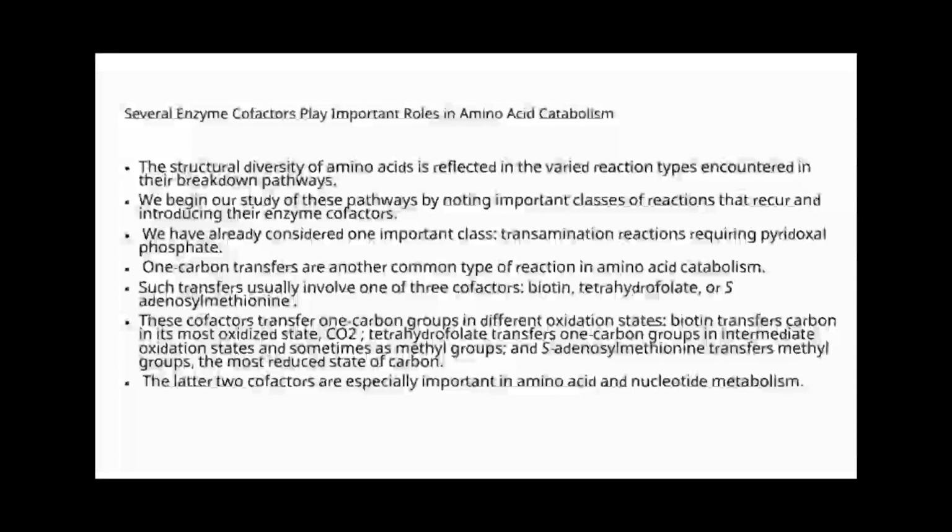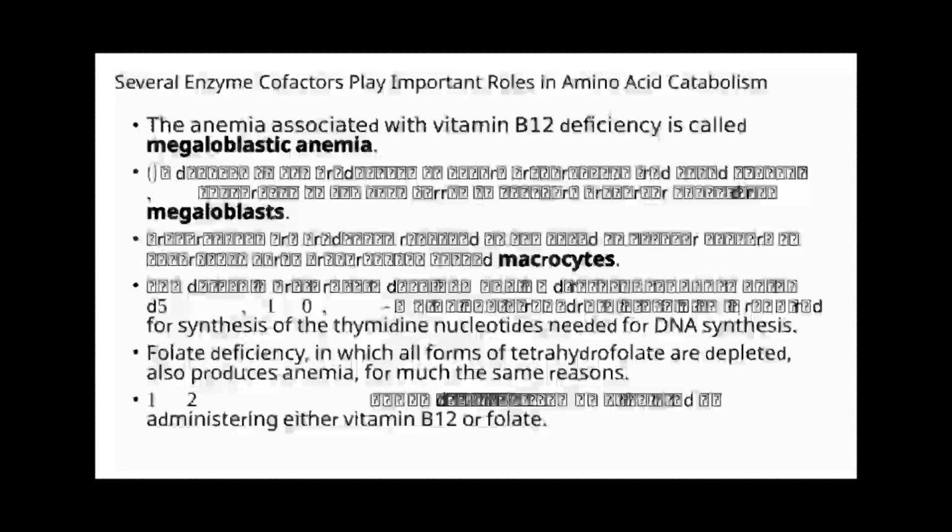So, understanding these cofactors helps us see how interconnected these pathways are and highlights their significance in overall metabolism. Let's talk about the anemia related to vitamin B12 deficiency, which is known as megaloblastic anemia. This condition occurs because there's a decline in the production of mature red blood cells, or erythrocytes. In the bone marrow, you'll notice the appearance of immature precursor cells called megaloblasts. In the bloodstream, these developing cells are gradually replaced by fewer, abnormally large erythrocytes, known as macrocytes.